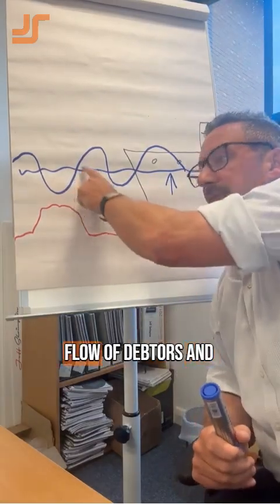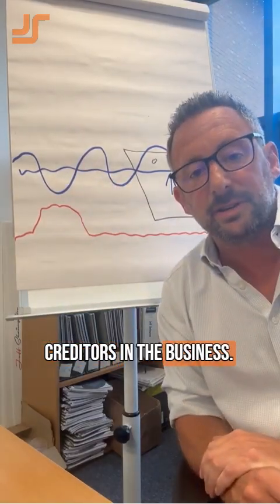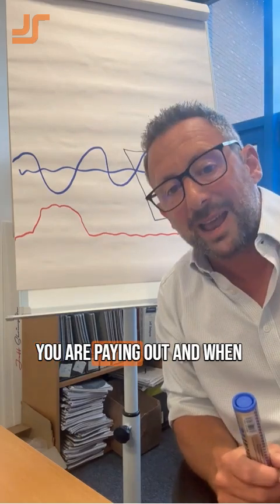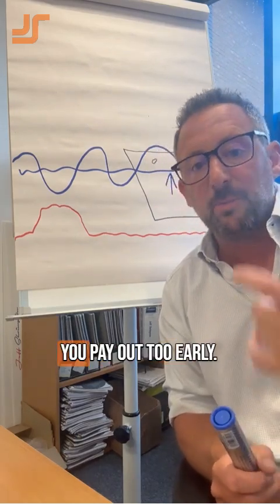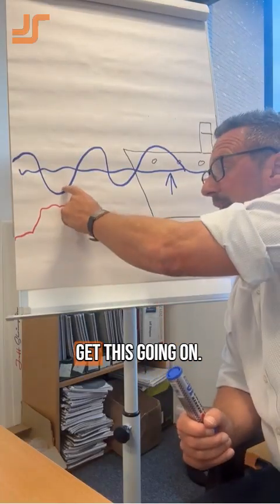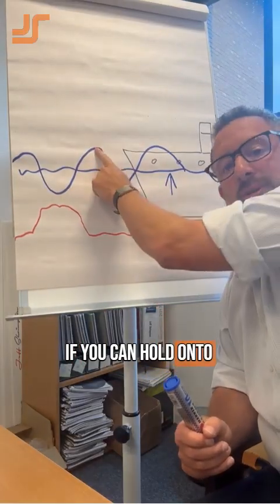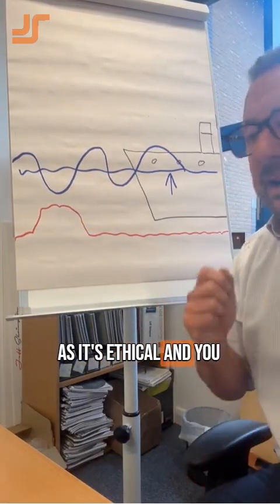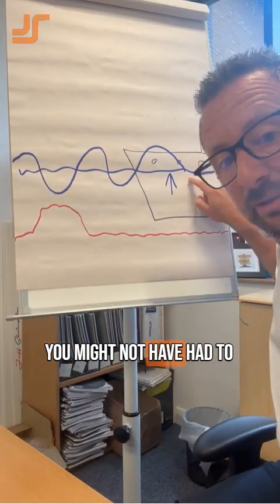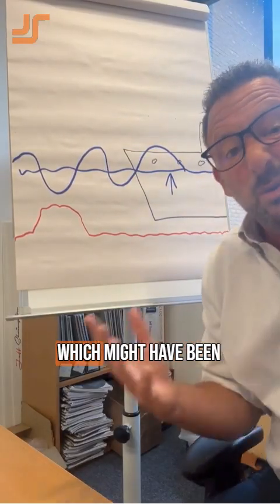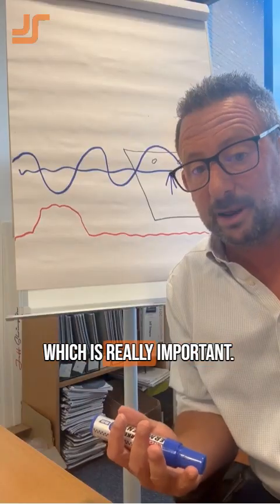So this is the ebb and flow of debtors and creditors in the business. So you're looking at who you're paying out and when you're getting your money in. And if you get your money in slow and you pay out too early, you're going to get this going on. If you can hold on to your money as long as it's ethical and you get paid quickly, you're going to get this going on, which of course means you might not have had to lose those overheads, which might have been your marketing budget, which is really important.